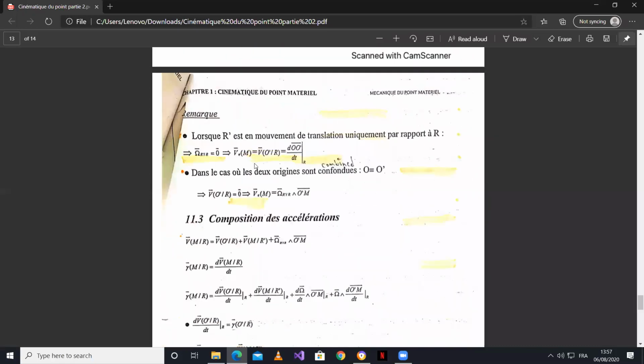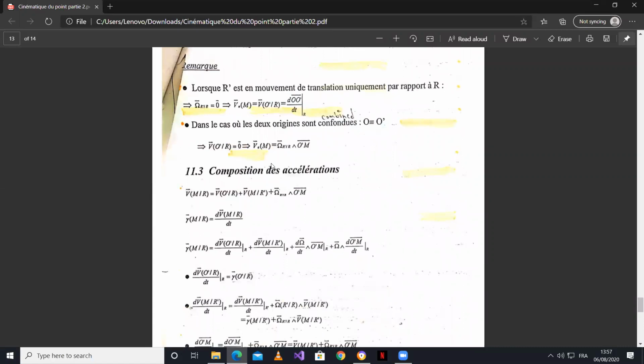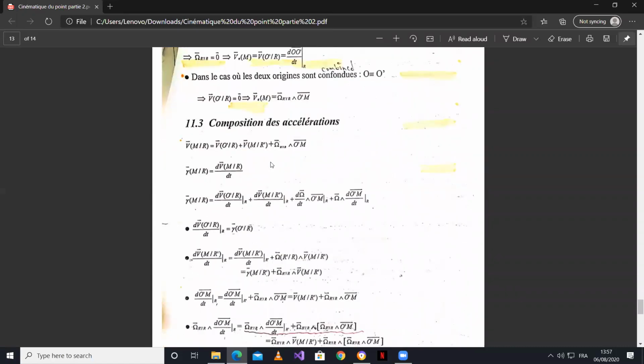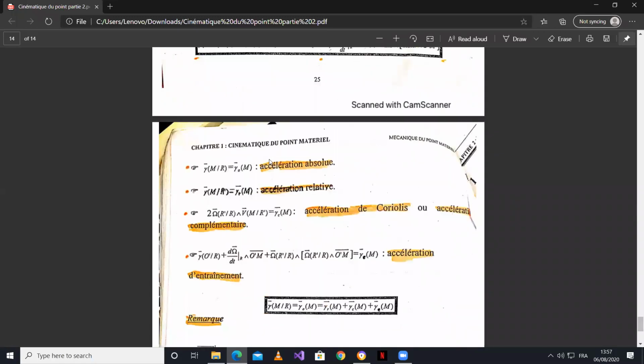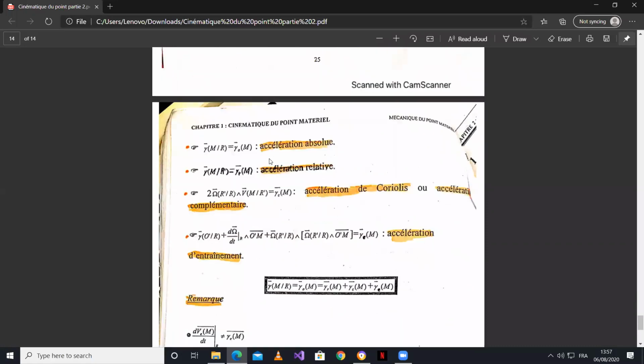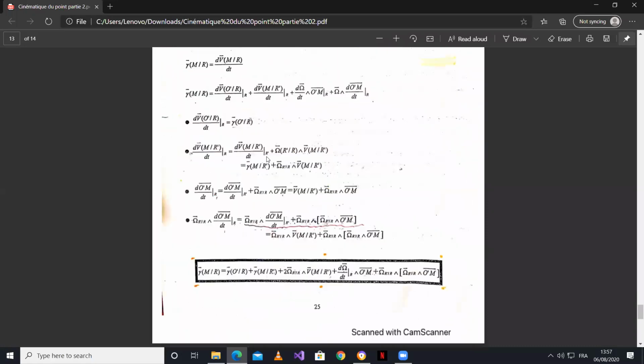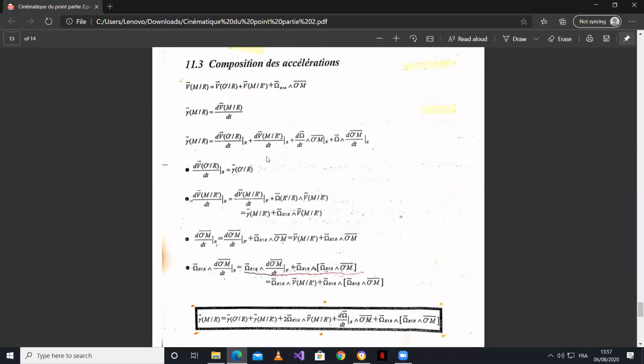So we're just left with the composition des accélérations, and we're done. We have 3 minutes. I don't know if it's going to be enough to explain to you guys, but it's just the formulas. So you just have to know how to use formule de Bour and also how to derive.